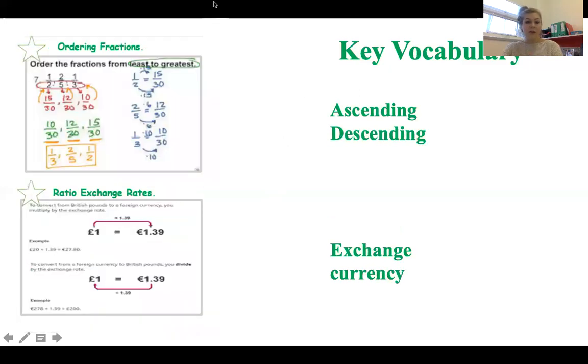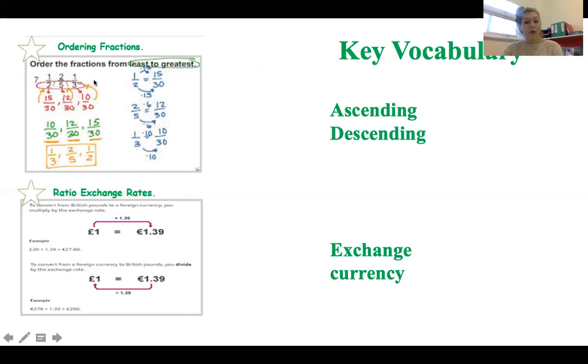The final two topics on this next knowledge organiser are ordering fractions and working with ratio with exchange rates. So when we order fractions, you may be asked to put your fractions in ascending or descending order. The word ascending means going up from smallest to largest, and then the word descending will be from largest to smallest. So you can do that by comparing those fractions like for like.